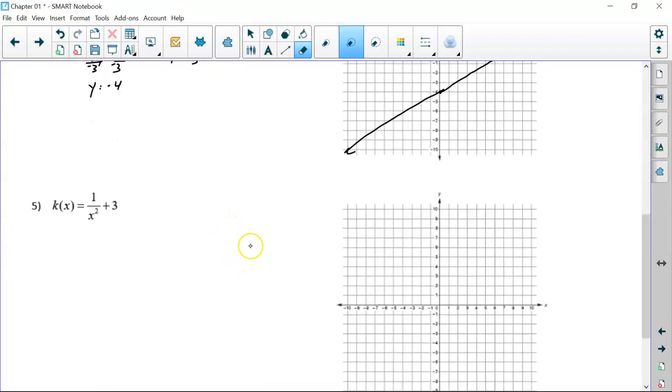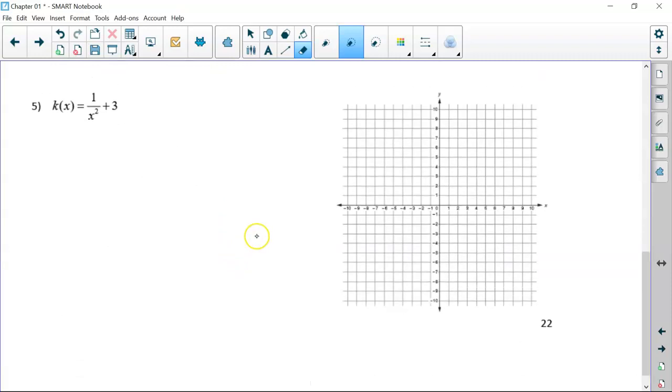And finally, problem number 5. K of x equals 1 over x squared plus 3. So x squared equals 0, because we want to find out what value we can't use. If we take the square root of both sides, you get x equals 0. So x cannot equal 0 here. So that's where my vertical asymptote is going to be. I can just do that right away, because I know that's where it's going to be.